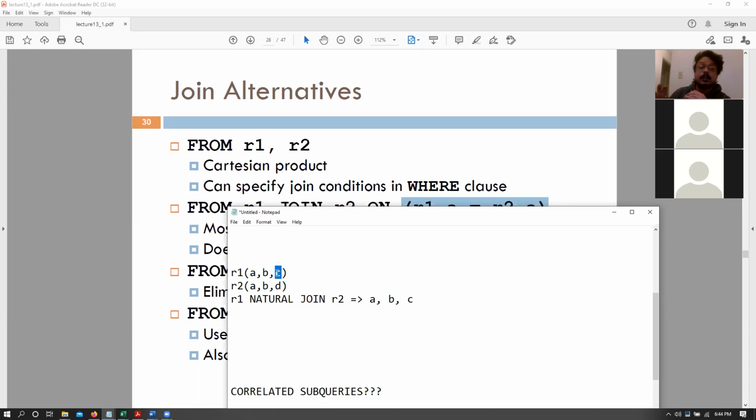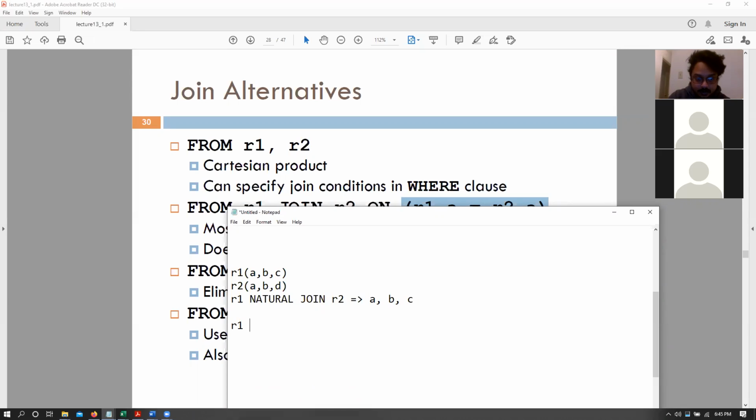I guess I understand your confusion. I'm not saying what will be the resultant table. I'm saying what attributes will a natural join use? Yes, exactly. What attributes will the natural join use in order to correlate the two tables? A and B. Now, that is the case for a natural join.